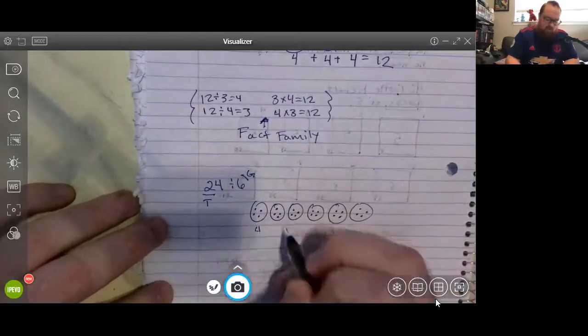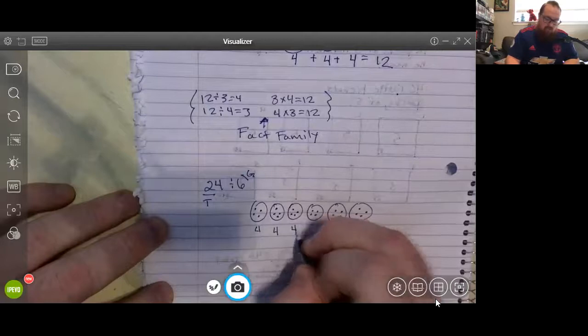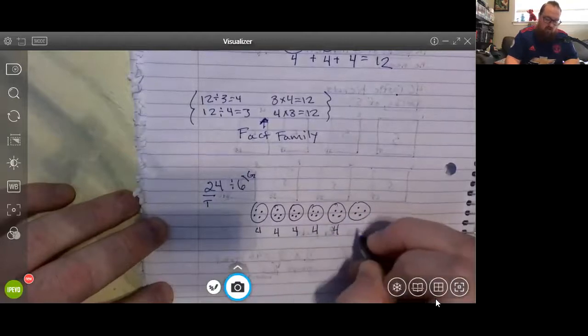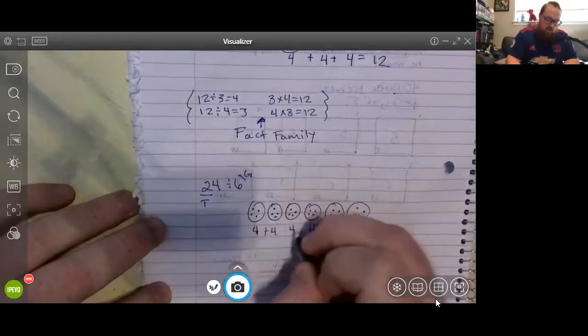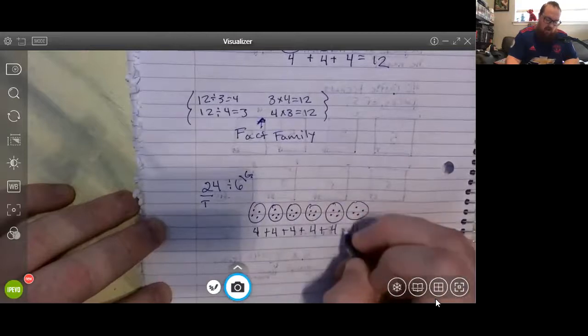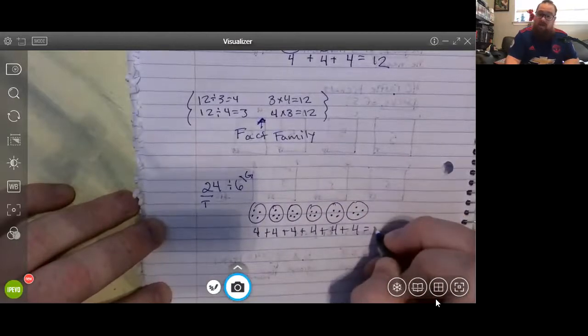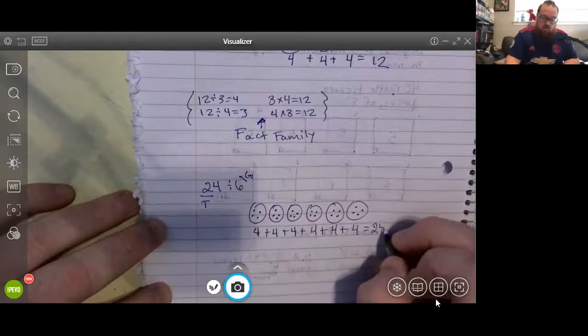So when I got 4, and this one 4, I'm labeling my groups to make sure I see each one has 4 all the way in it. When I add those up, I get, you guessed it, 24.